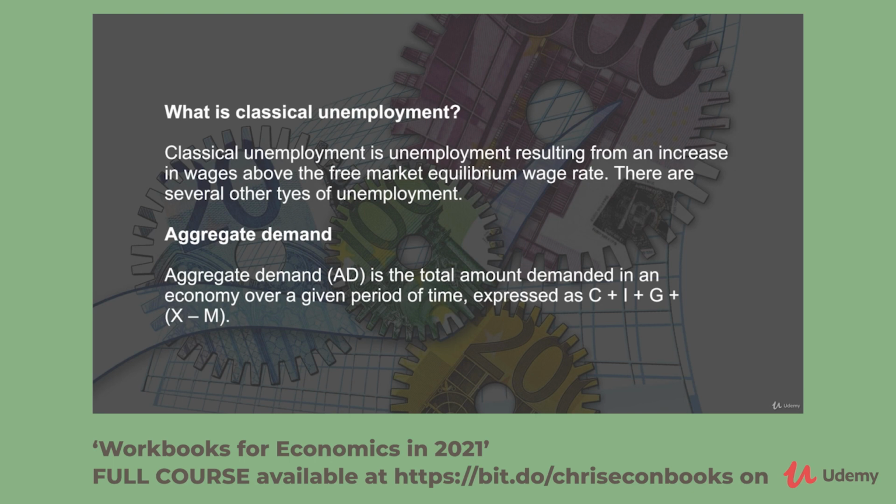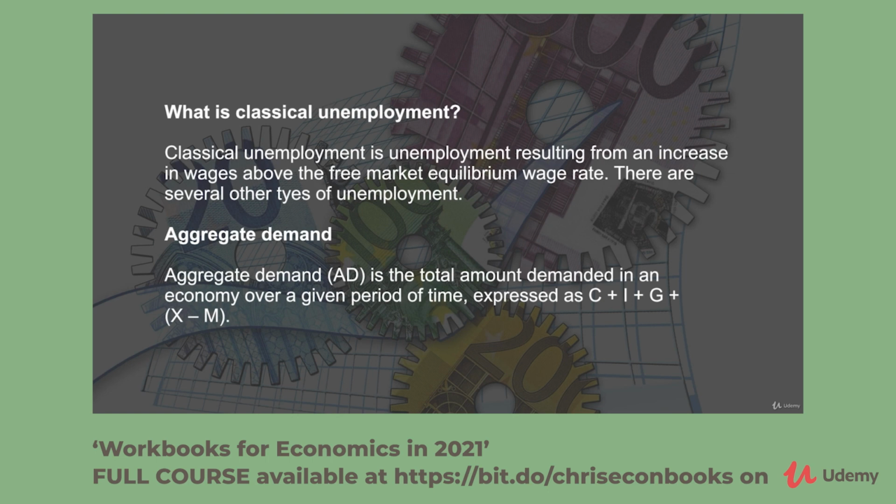Aggregate demand. Aggregate demand is the total amount demanded in an economy over a given period of time. We express it as C plus I plus G plus X minus M. C is consumption. I is investment. G is government spending. X is exports.